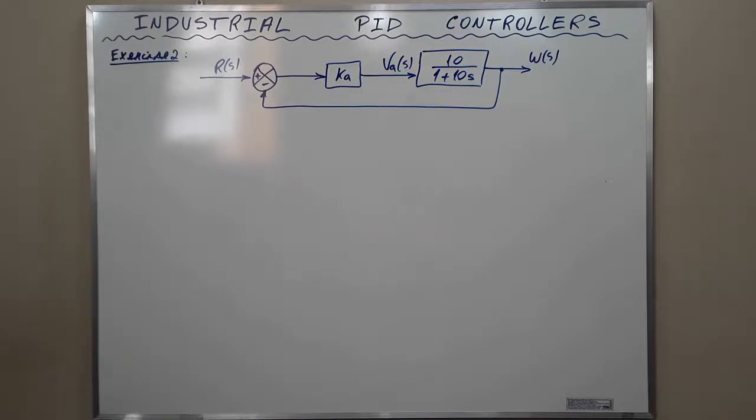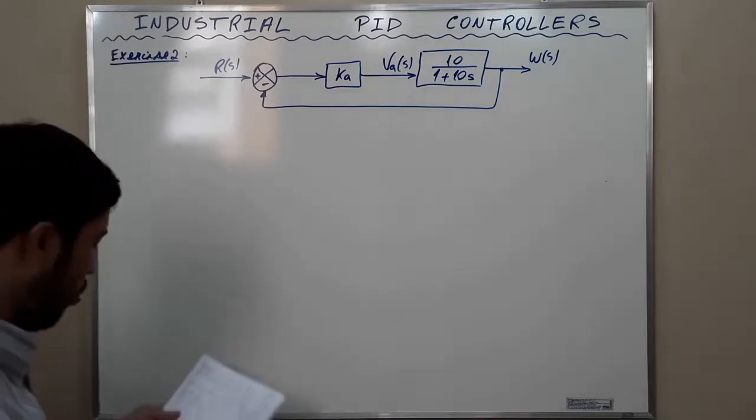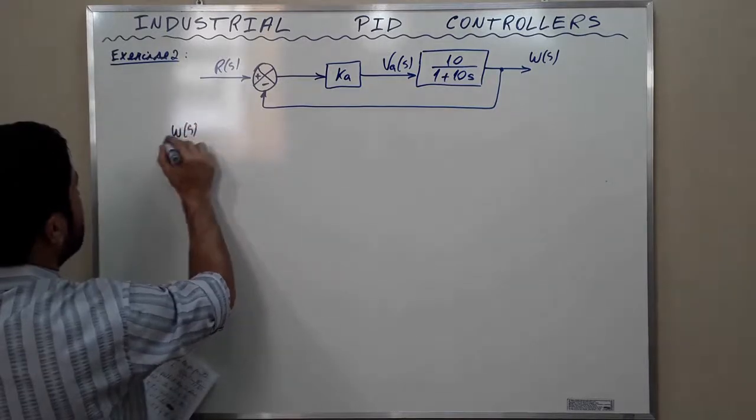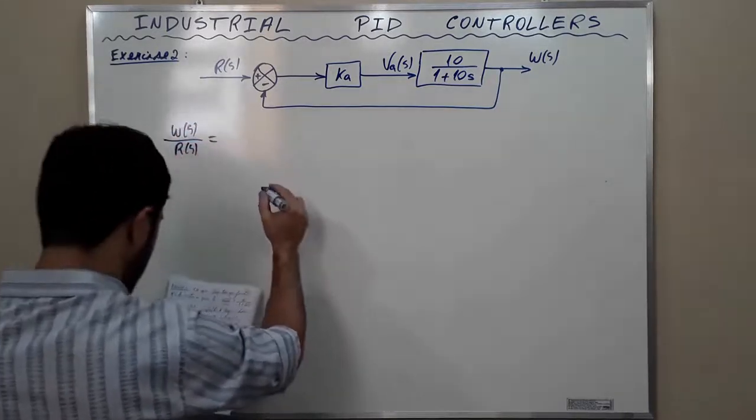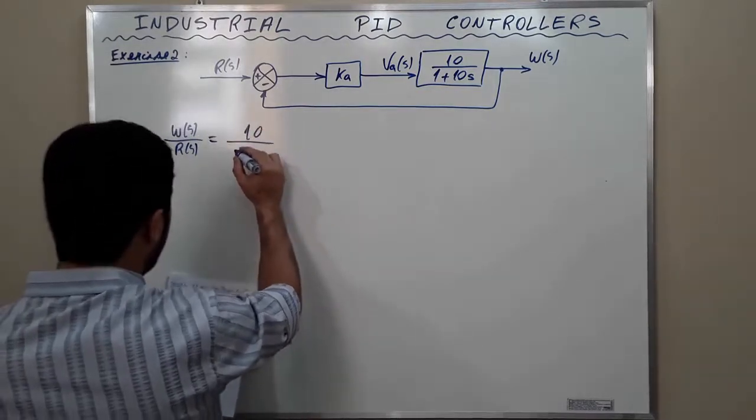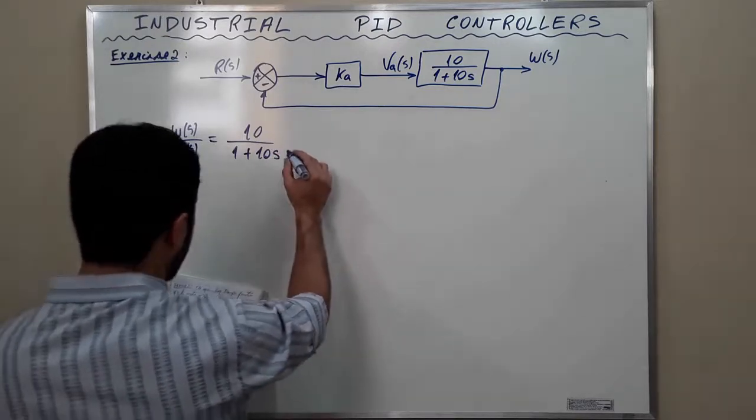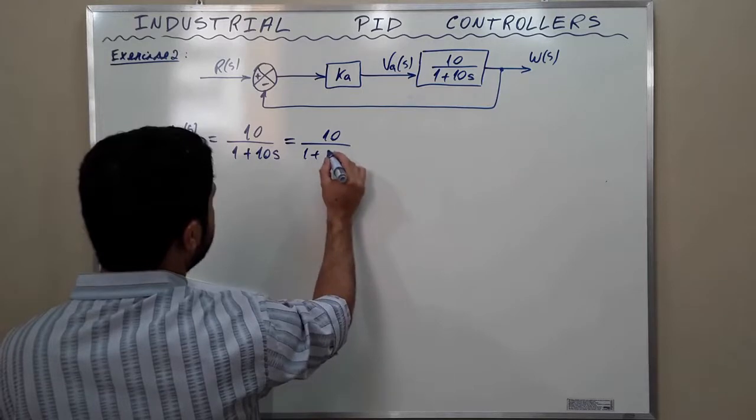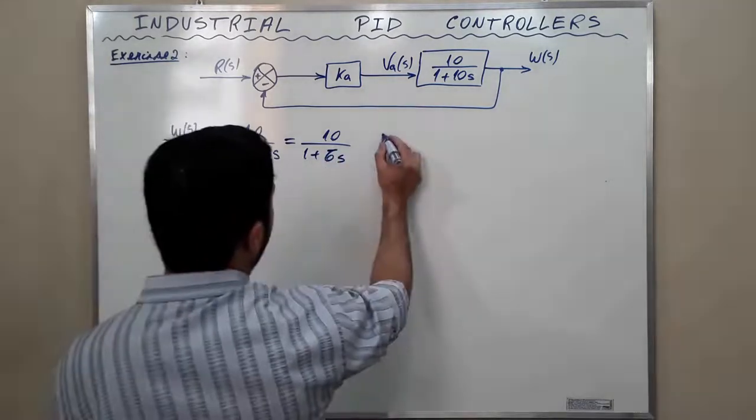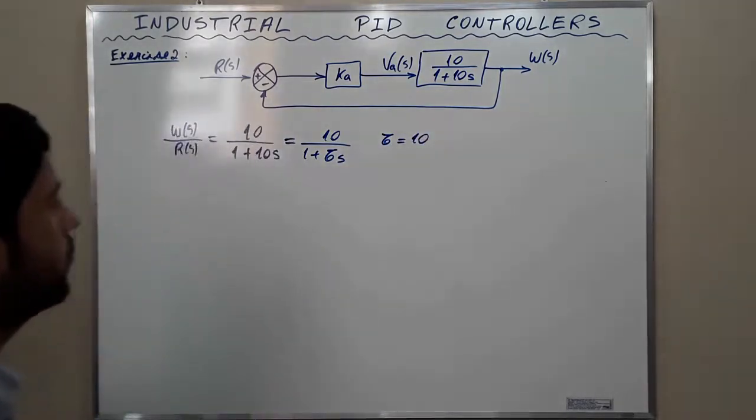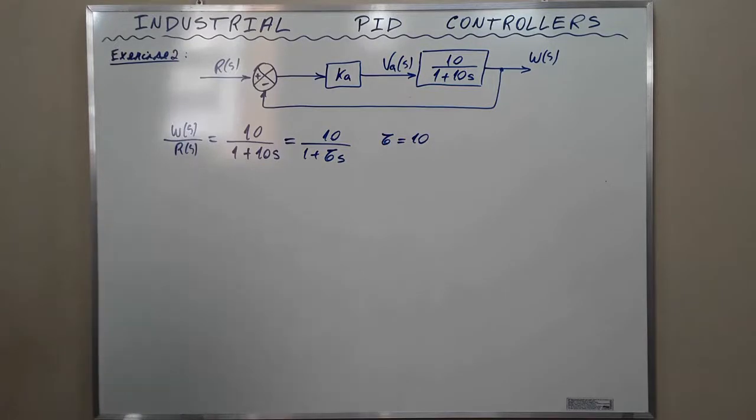Now let's go to the solution. For the open loop system, W(S) over R(S) is equal to 10 over 1 plus 10S, which is equal to 10 over 1 plus tau S, where tau is equal to 10. Okay? We want to reduce this by 100. This is what the exercise wants us to do: reduce the time constant of the closed loop system by 100 compared to the time constant of the open loop system.